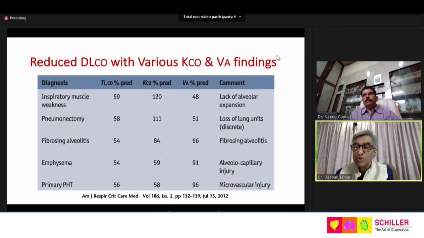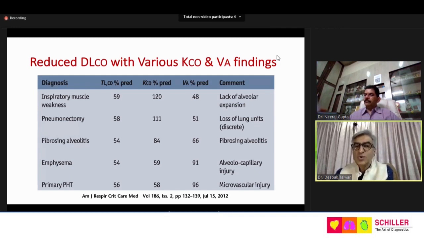Interstitial lung diseases, total lung capacity is reduced, VA will be reduced. So it is showing 66%. And if you look at emphysema, obviously there is more, so 91%. So VA is increased in emphysema and also in pulmonary hypertension. Total lung capacity is normal in pulmonary hypertension, so VA is also going to be normal or increased there. So emphysema and pulmonary hypertension, VA is increased. In all the rest of the conditions, VA is decreased.